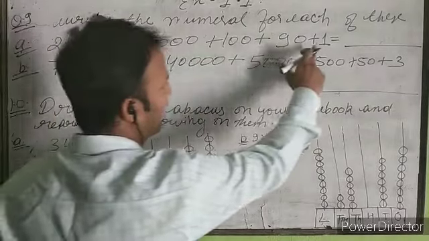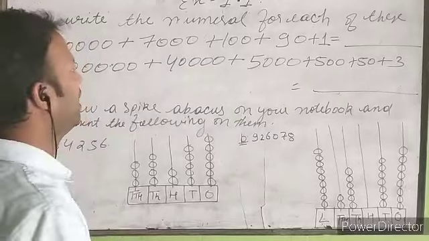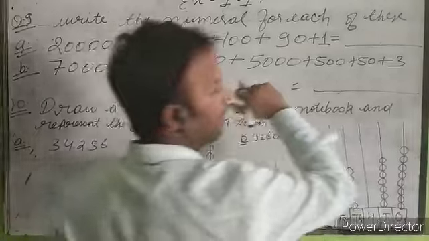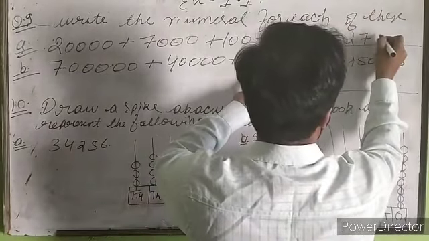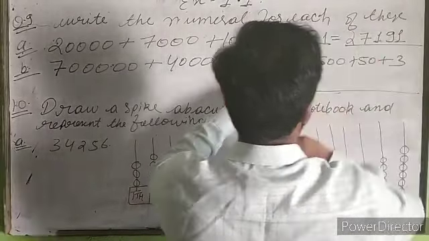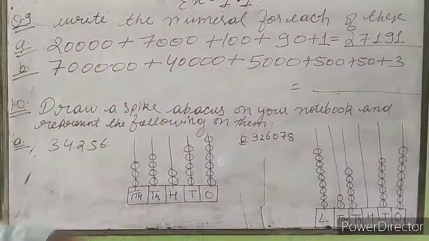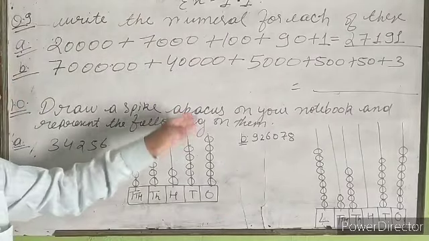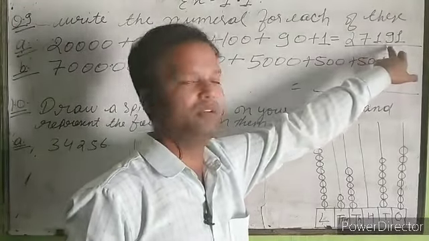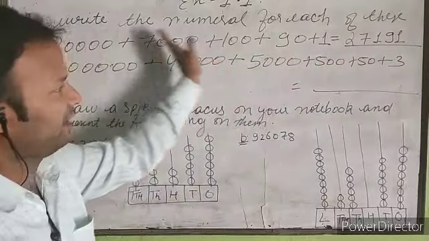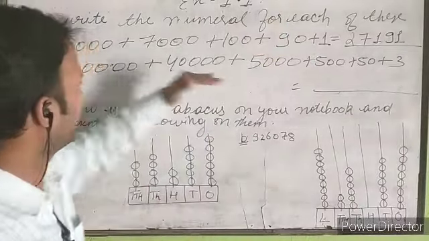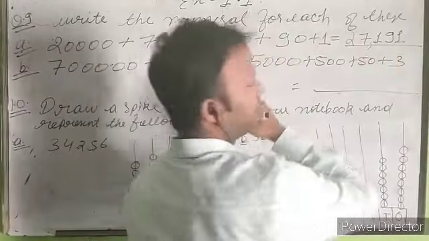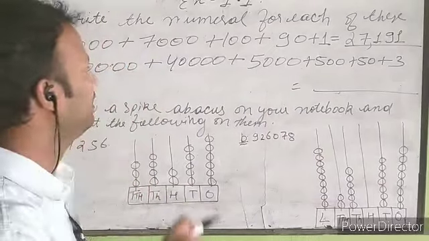If you add all of these, you will get the answer too. And if you know it directly, you can write it also: 27,191. If you are not able to understand, just directly go in a rough column and arrange them in columns and add this. You get the answer 27,191. If you go to your rough column and add directly, then also you get the same answer. And put the comma according to the Indian system.